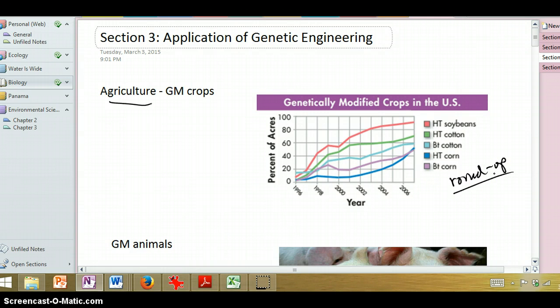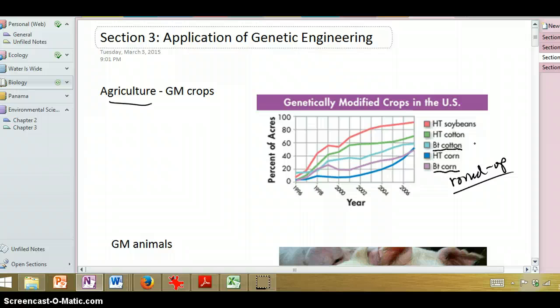The BT, these are plants that have a gene in them that came from a bacterium. So this is moving genes between different kingdoms. This gene gives them resistance to insects that try to eat them. Basically, the plants produce a compound, an internal insecticide, if you will, that when the insects eat them, it kills them.